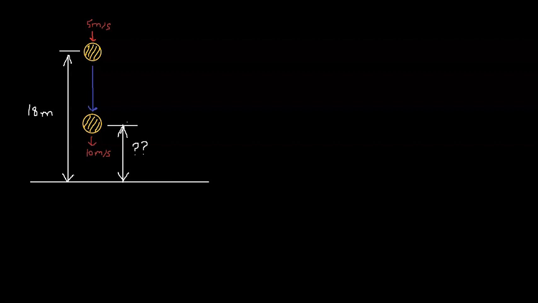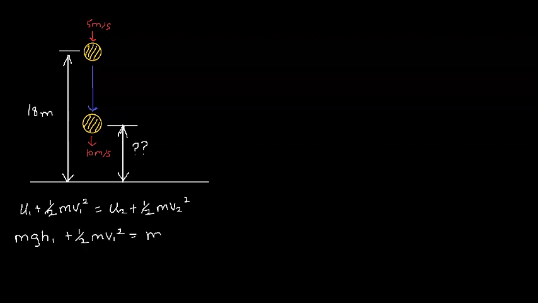To find the answer to this, we can use our equation for the conservation of mechanical energy. So we can write U1 plus half mv1 squared equals U2 plus half mv2 squared, where U1 is its potential energy at the initial height, v1 is its initial velocity of 5 meters per second, U2 is its potential energy at the height at which its velocity would have doubled, and v2 is its velocity when it's doubled, or 10 meters per second. We can further expand the potential energies and write mgh1 plus half mv1 squared equals mgh2 plus half mv2 squared.